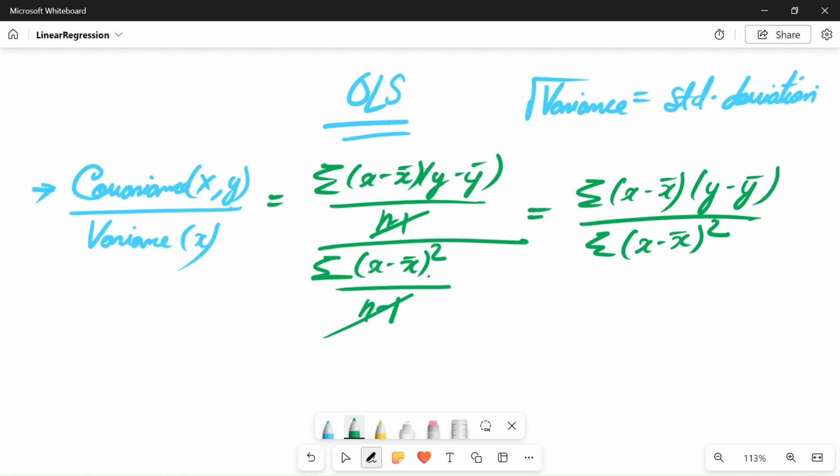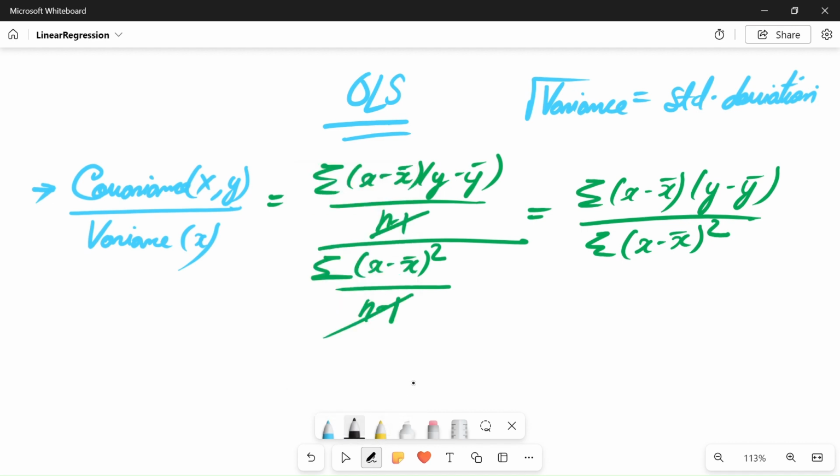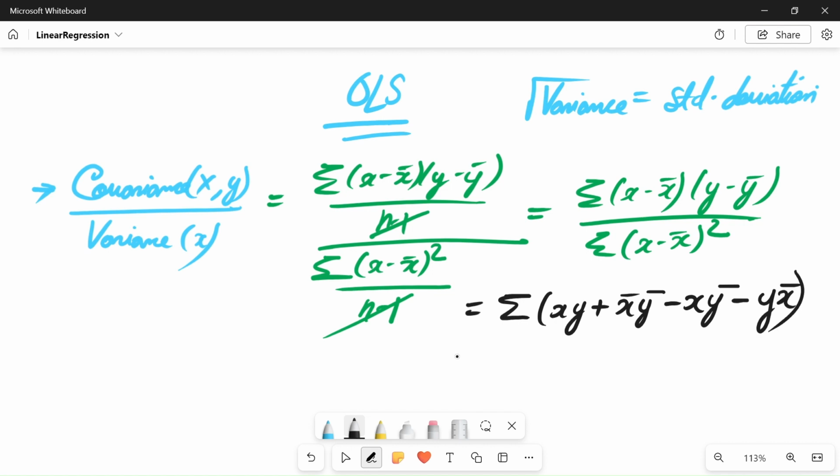Okay, so this is one of the forms that you might be familiar with, that you might have seen in your textbooks. There's one more form in which you can write this equation by performing some basic elementary mathematical manipulations. Let me write that down as well. If you break this formula down inside the summation marks, you'll get xy plus x bar y bar minus x y bar minus y x bar. I think it's right.